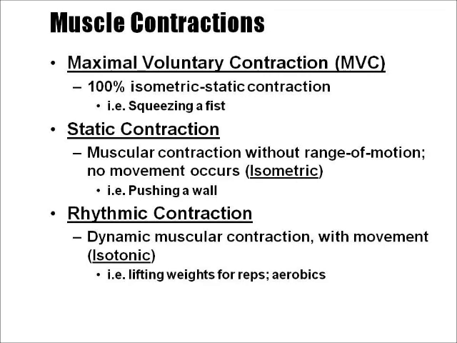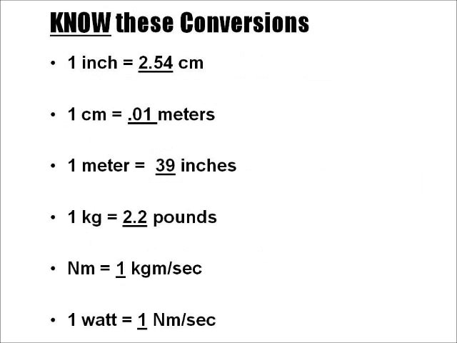Third one is rhythmic contraction. Dynamic muscular contraction with movement. Also called isotonic. Example there is lifting weights for reps, aerobics.